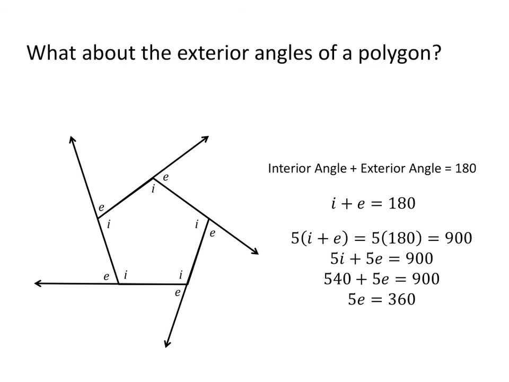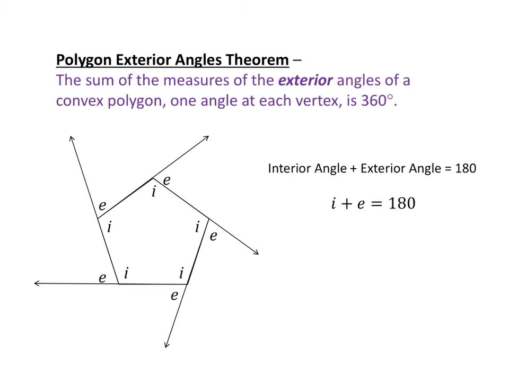Subtract 540, we get 5e equals 360. That means the sum of all exterior angles on a pentagon is 360 degrees. And if we divide 5 on both sides, we get 180 degrees. So, the Polygon Exterior Angles Theorem states that the sum of the measures of the exterior angles of a convex polygon, one angle at each vertex, is 360 degrees.